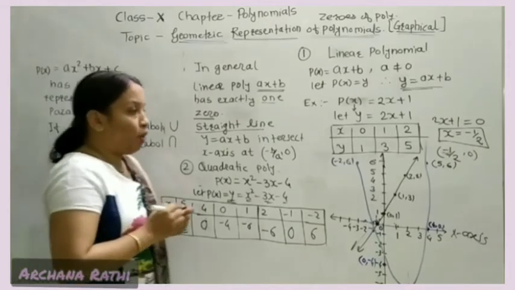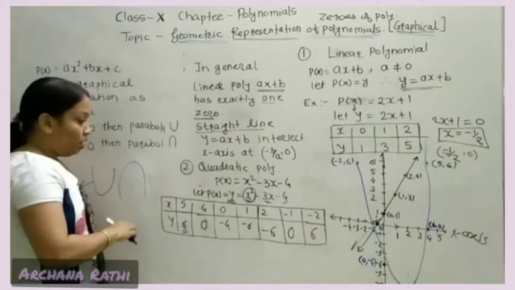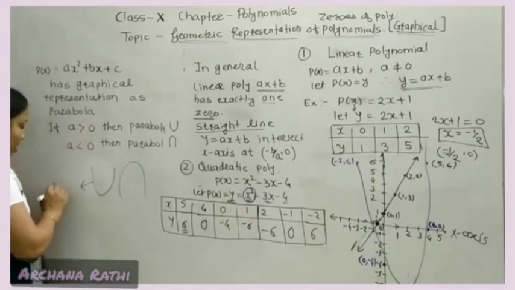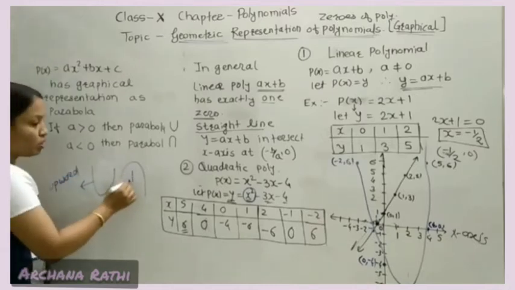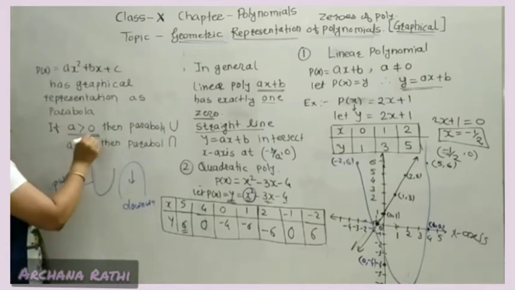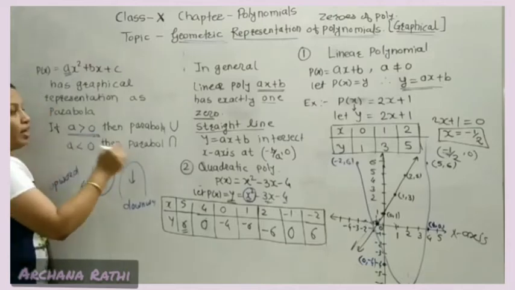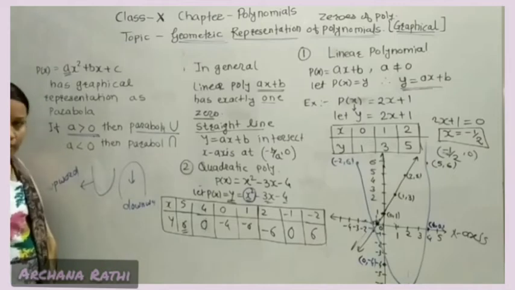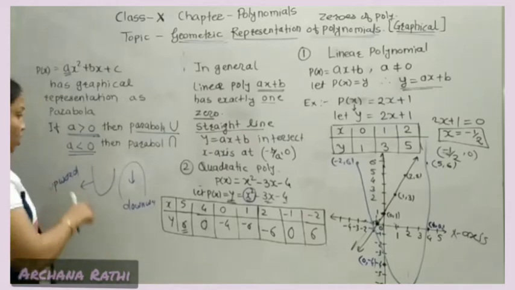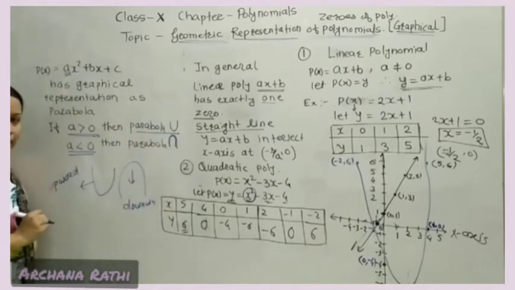Now, depending upon the coefficient of x square, you will get either this upward figure, called an upward parabola, or this, called a downward parabola. If a, the coefficient of x square, is greater than 0, you will always get an upward parabola. And if the coefficient of x square is less than 0, meaning negative, you will get a downward parabola.